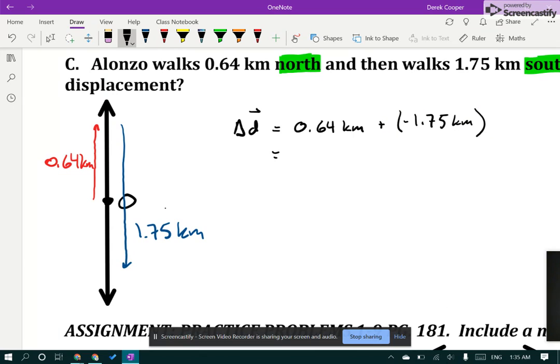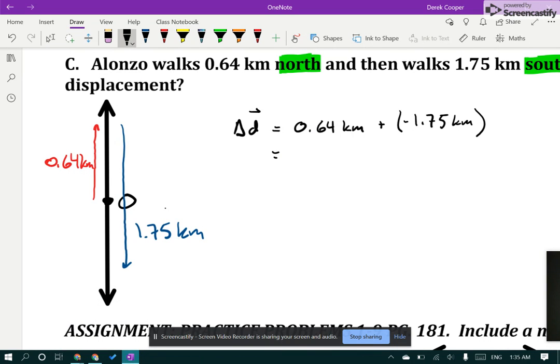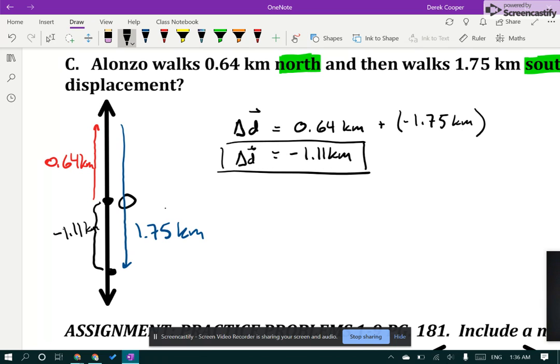1.75 kilometers. And so if I put that into my calculator, he's going 0.64 kilometers plus, and then he's going down, so negative 1.75 kilometers. And so that gives me a total of negative 1.11 kilometers. So this distance here from his origin down to where he ends up is negative 1.11 kilometers. And so now we know that his total displacement is that. And we can tell that he's going down because our sign here is negative.